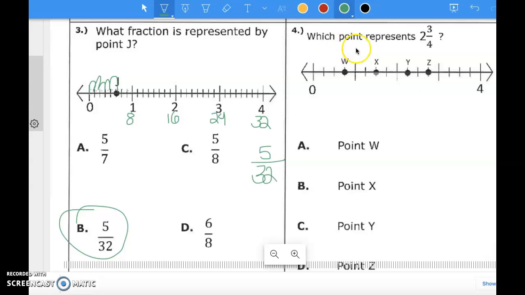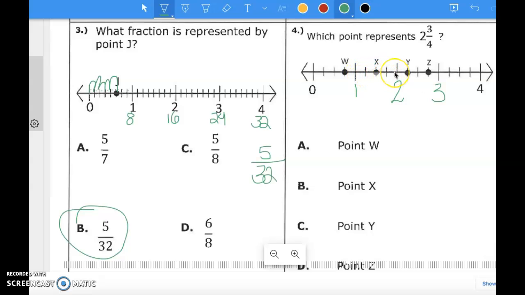Okay? Which point represents 2 wholes and 3/4? That is very interesting. This is 1 because this line is longer than these ones. So I guess this is 1. This line is longer. This is 2. This line is longer. This is 3. And that's 4.